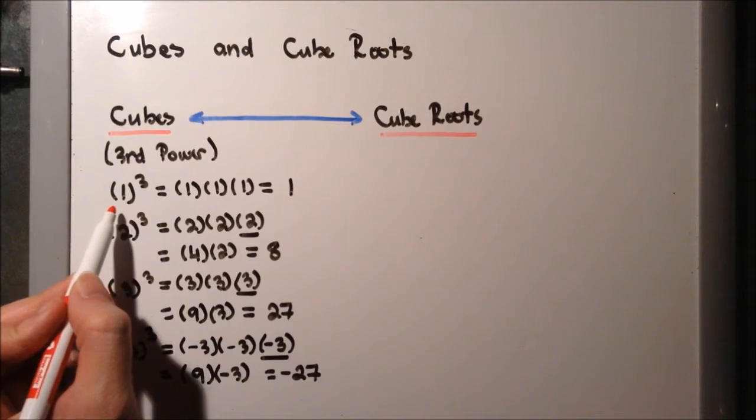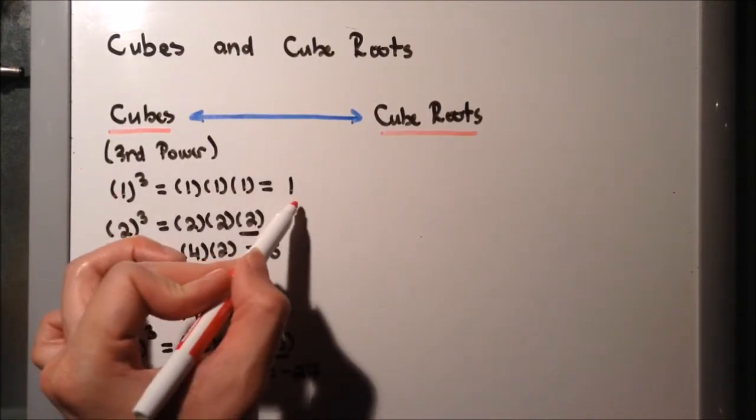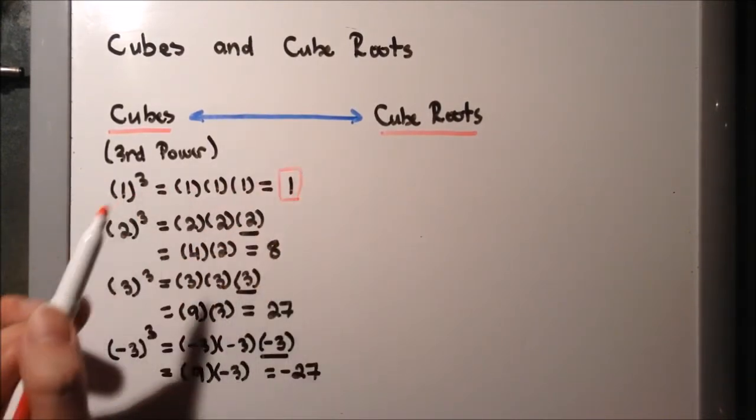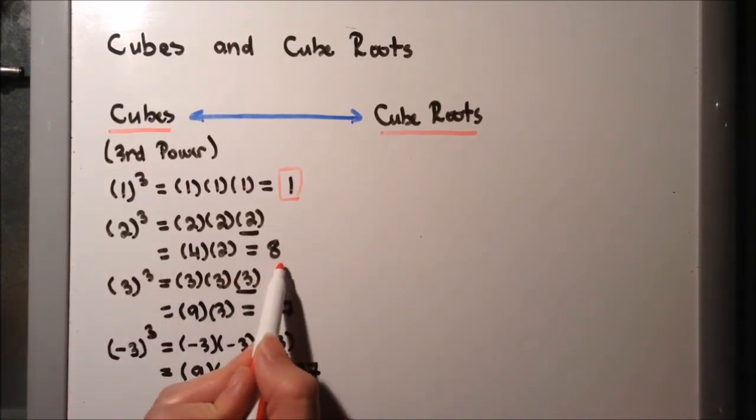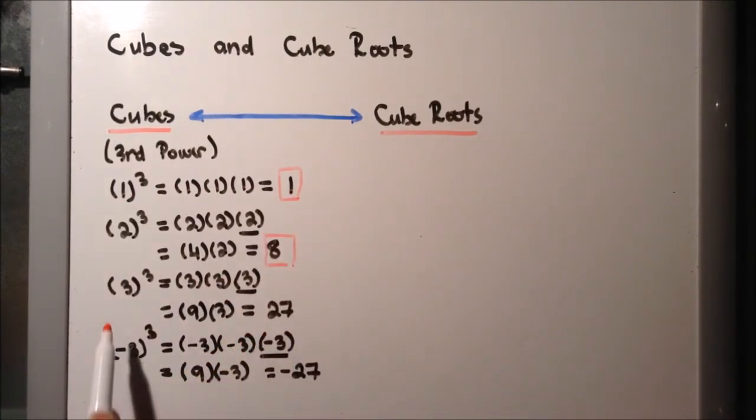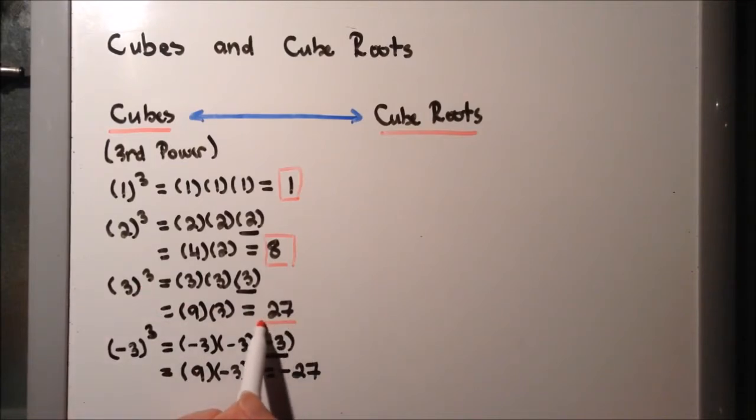So positive 1 to the third power is positive 1. Positive 2 to the third power is positive 8. Positive 3 to the third power is positive 27. Negative 3 to the third power is negative 27. So the same principle applies to positives and negatives. So positive 4 will have a positive answer. So a negative 5 to the third power will have a negative answer. So that's pretty much for cubes.